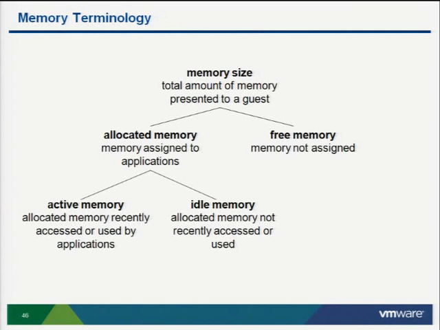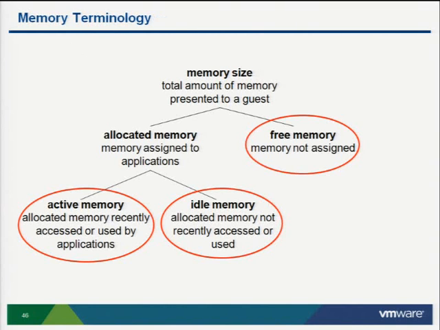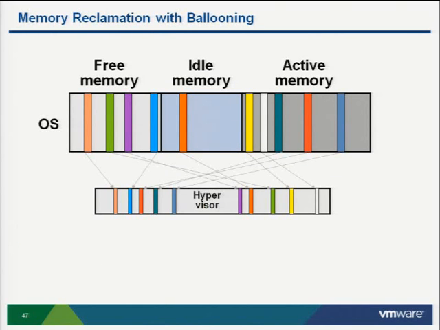So in answering this question, I want to highlight this memory hierarchy I've created. Again, this is a simplification for this talk. But in the end, we have three leaves here that are interesting. Active memory, which is allocated memory that has been recently used or accessed. Idle memory, that's memory that's allocated but has not been recently used. And then free memory, that's memory that's not assigned to any application or to a VM, from the hypervisor's point of view. Now we're going to look at the OS layer in terms of these three regions.